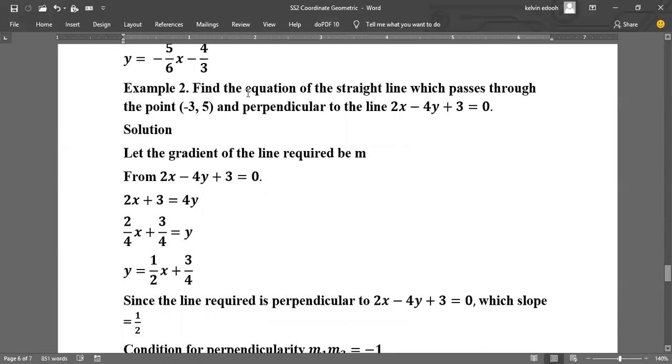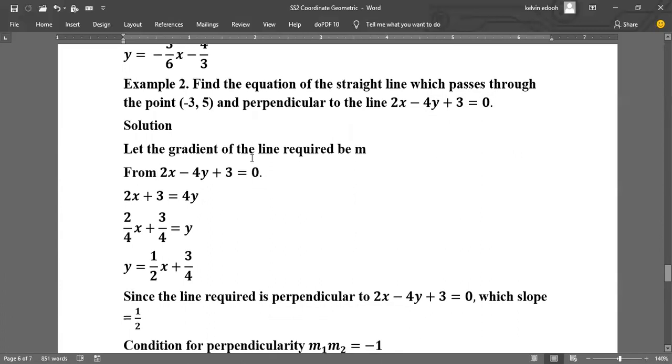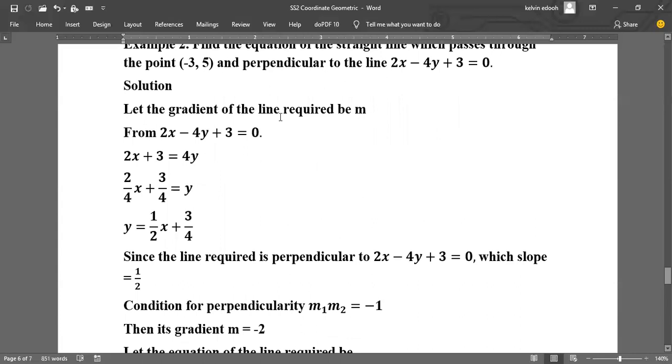Now look at this question here. We ask, find the equation of the straight line which passes through the point minus 3, 5 and is perpendicular to this line. For us to solve this question, just recall we said two lines are perpendicular to each other if the product of their slopes is equal to -1. That implies that, let's say the gradient of the line we are looking for, let's call it m, then from the equation given to us, we can know the gradient indirectly.